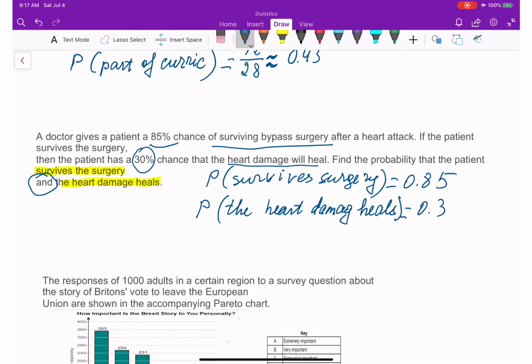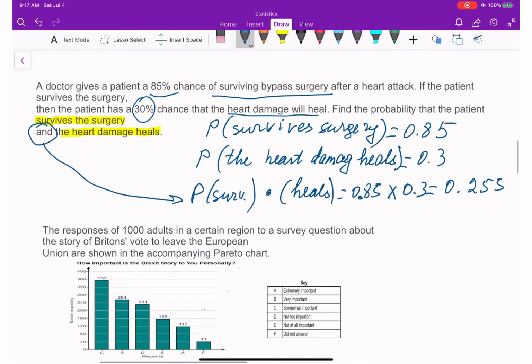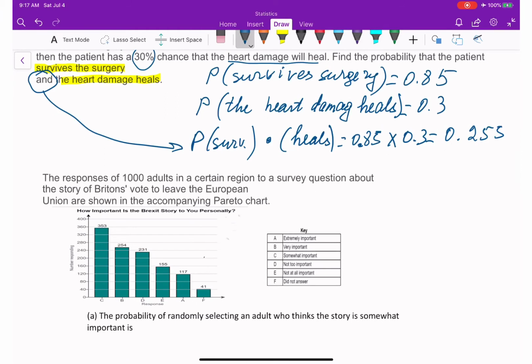0.3. Now the "and" comes into play, which means we are going to multiply the probability of survival, with your permission, I won't write down the whole nine yards, in parentheses, times the probability of healing. And I get 0.85 times 0.3. And the result is 0.255. Next.